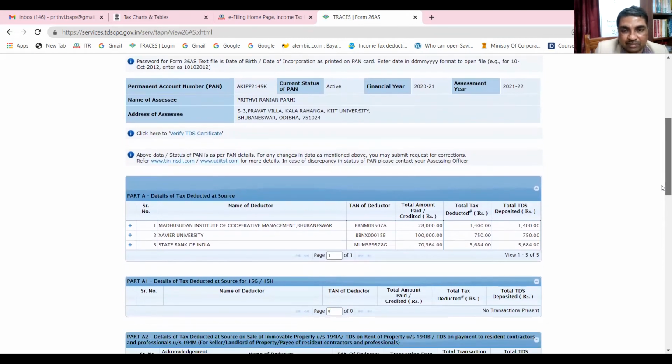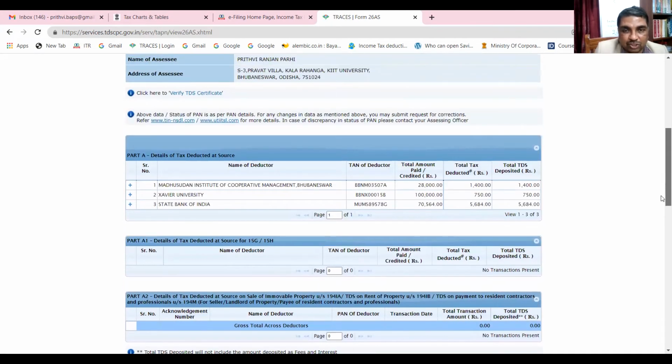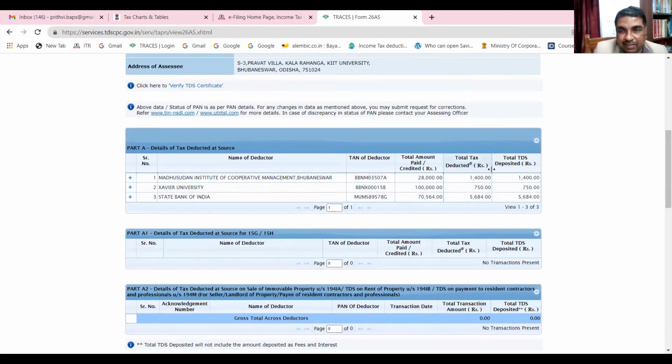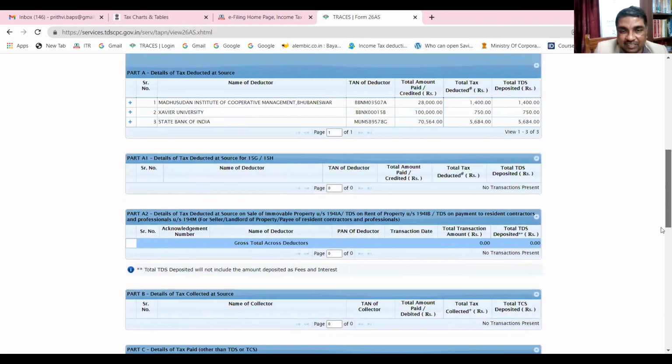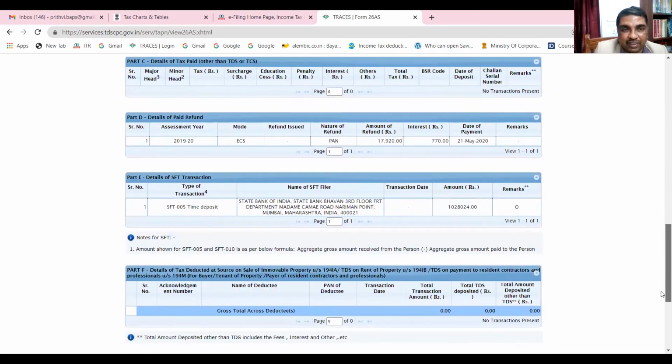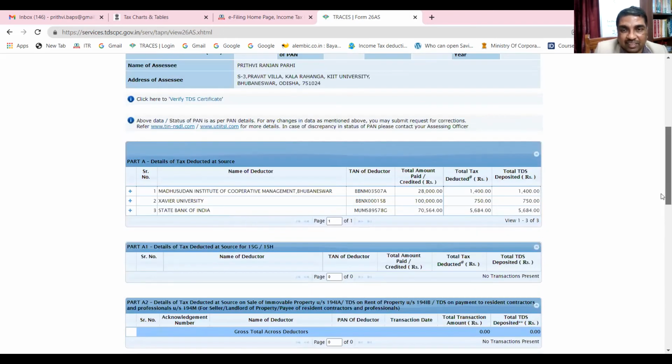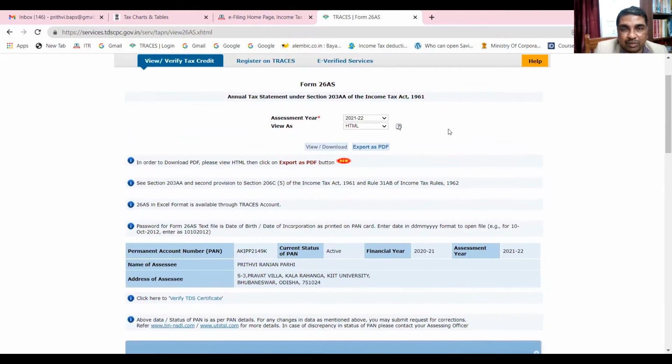Okay, you see. So these are the deductors, the people who have paid money, they have deducted. So this is the money paid. This is the tax deducted. You can find it for any year.